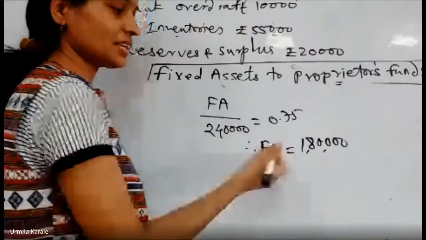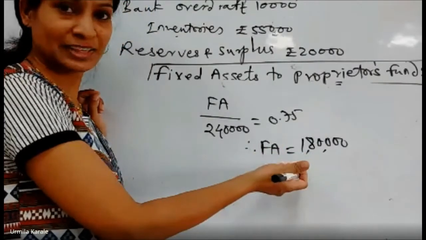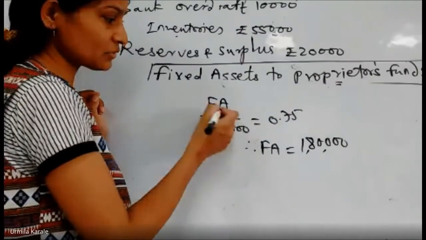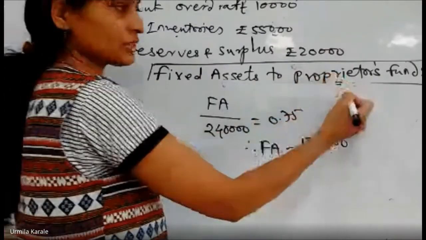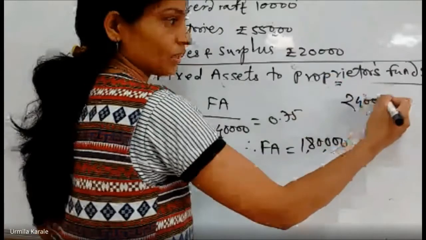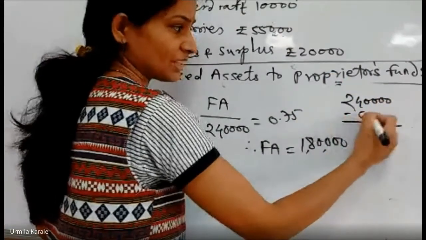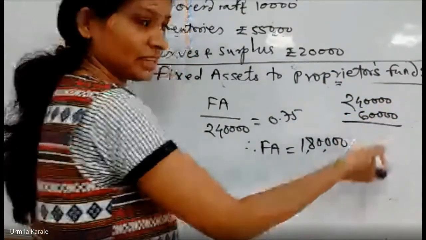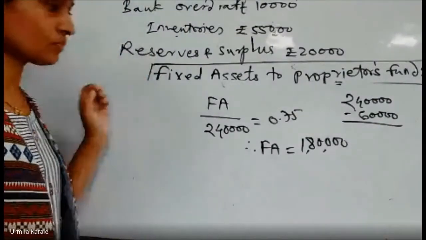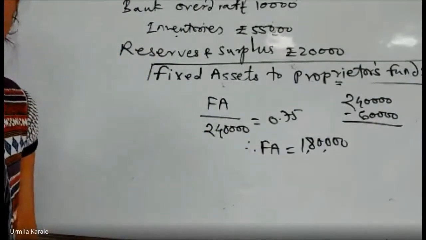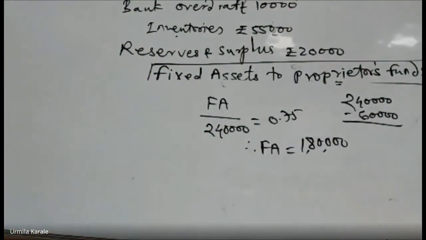Just try and understand. Even if you don't calculate this way, there is one more way. Total amount of proprietors funds is 240. Okay. Out of this, working capital is 60. So the remaining 75% comes to 1,80,000. Right? Now we'll prepare the balance sheet.